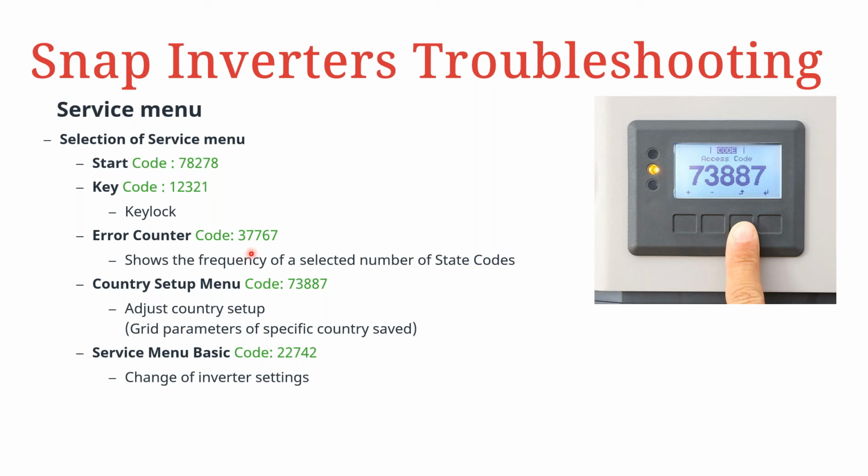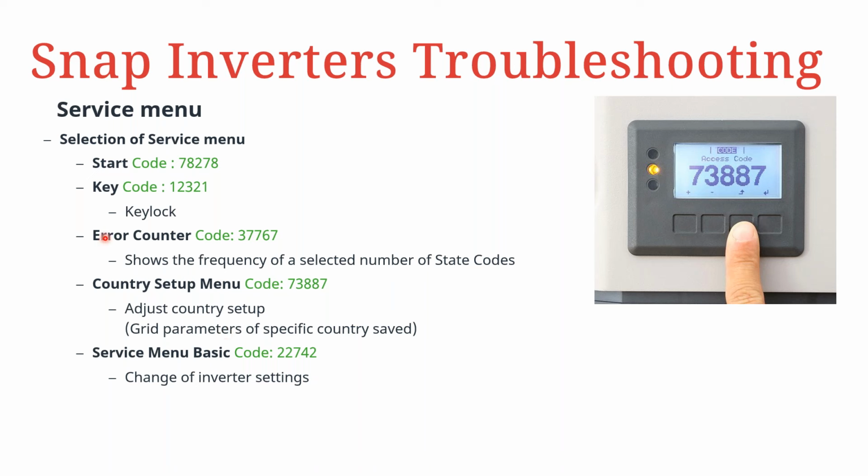Like you can see in this case, we have a service menu code of 73887. If we have a quick look at the list here, 73887 is for the setup menu. This is used to adjust in case there was a mistake during the setup process, for example if you accidentally entered a different country from the country of installation. You can quickly enter this service menu code, and then you can adjust the country setup.